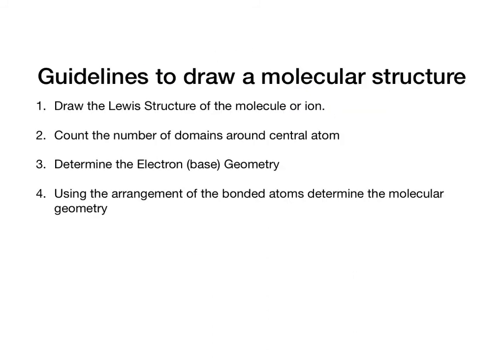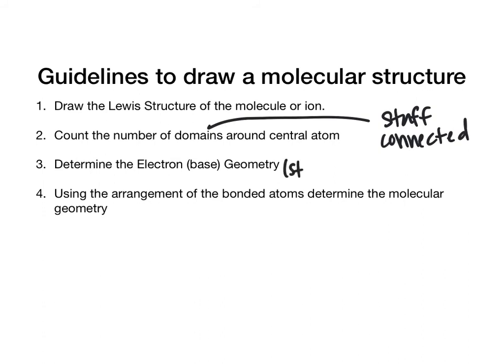So the idea is that with that information, we can draw a molecular structure. So here's how we do that. We're going to draw the Lewis dot structure of the molecule or the ion. We're going to count the number of domains, or stuff connected to the central atom. Remember, it could be bonds or lone pairs. We're going to determine the electron or the base geometry, which I've also called the steric number.